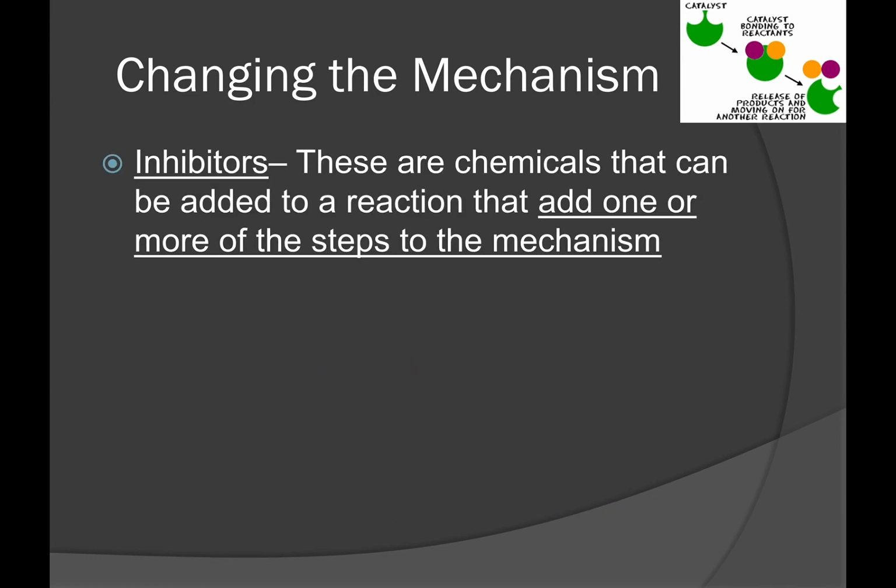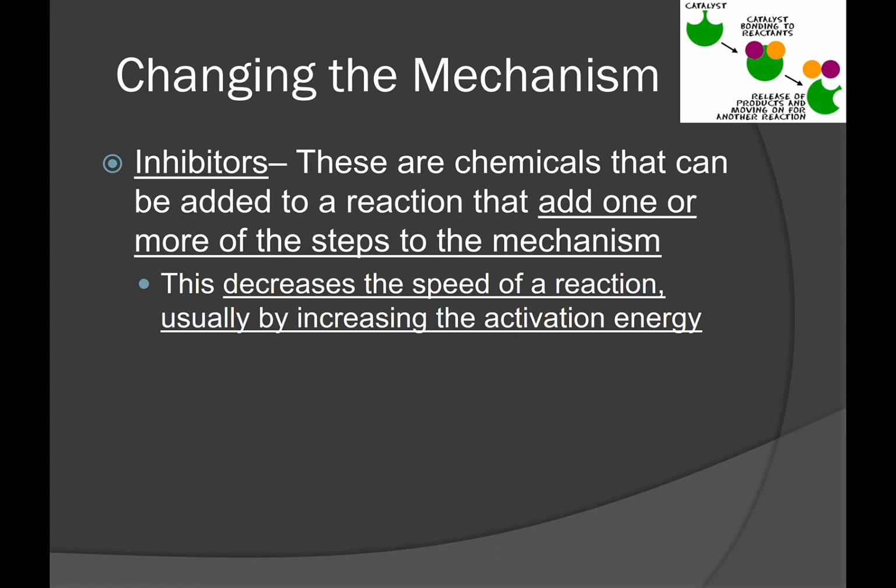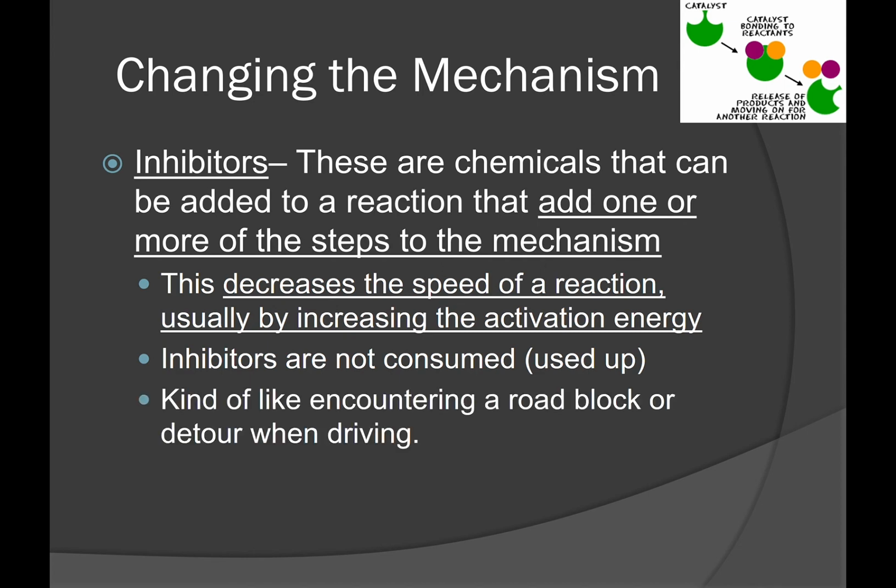Inhibitors are going to alter our mechanism by increasing the amount of time that it takes for the reaction to occur. So it's going to adjust the mechanism by adding a step or more to the mechanism to slow down the rate of the reaction. So it's going to decrease the speed and will usually increase the activation energy. It's going to require more energy from each molecule in order for the reaction to actually get started. Inhibitors like catalysts are also not consumed.